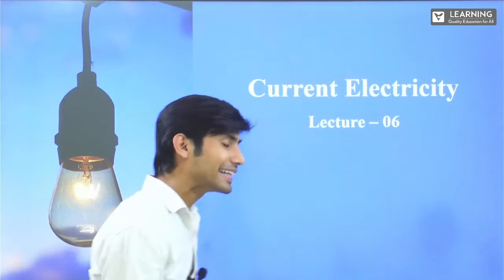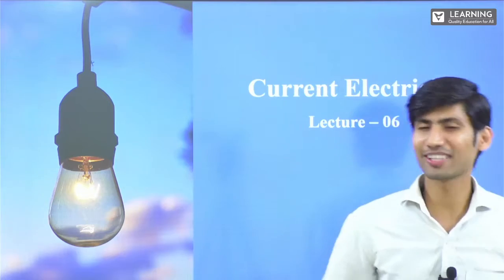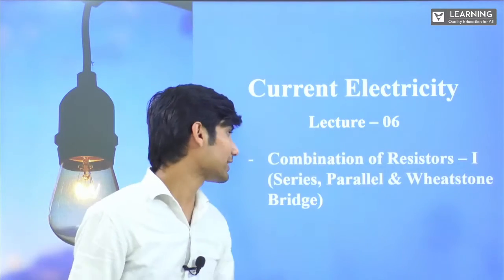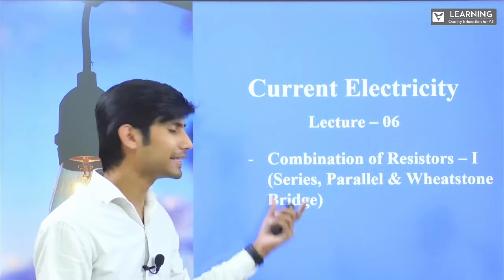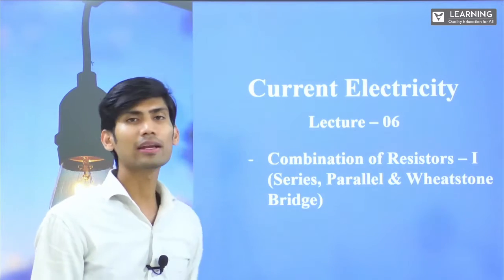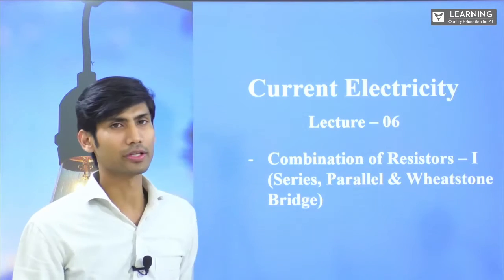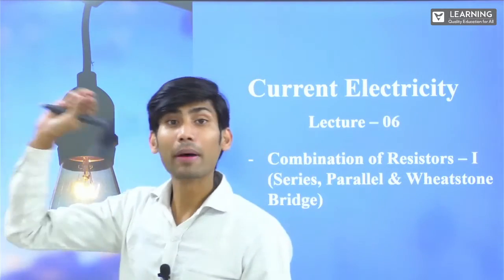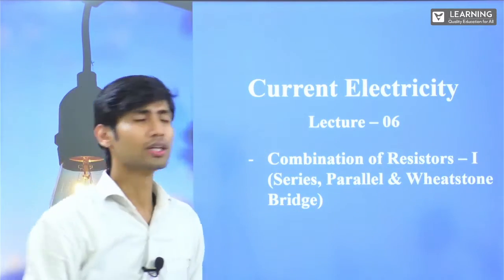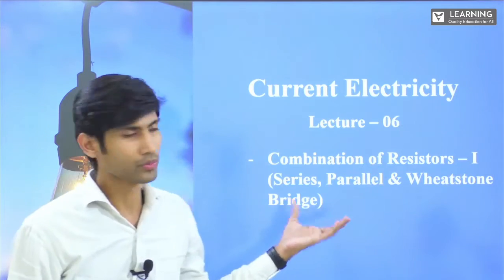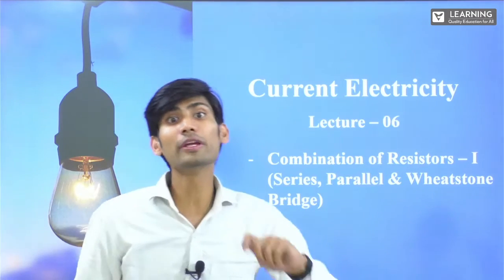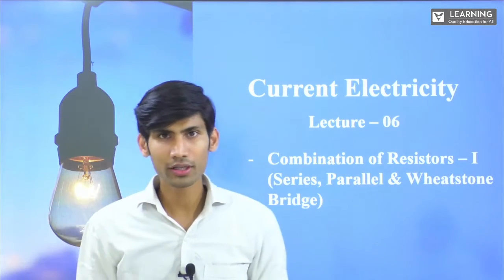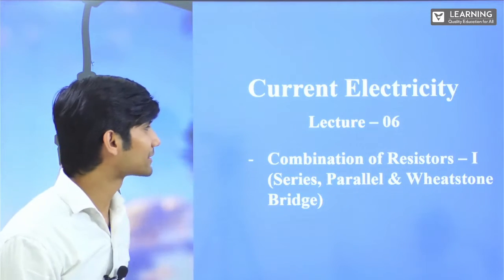So we were doing current electricity and this is lecture number 6. In this lecture, we'll be talking about combination of resistors part 1, where we'll be seeing series combination, parallel combination and Wheatstone bridge. Now, this is something which you have already done in your 10th standard. Series combination, you already know what it is, right? Parallel combination, you already know what it is. So it will be a kind of revision for you. Wheatstone bridge is something which will be new for you. Alright, so take out your notebooks and pens and we'll start.